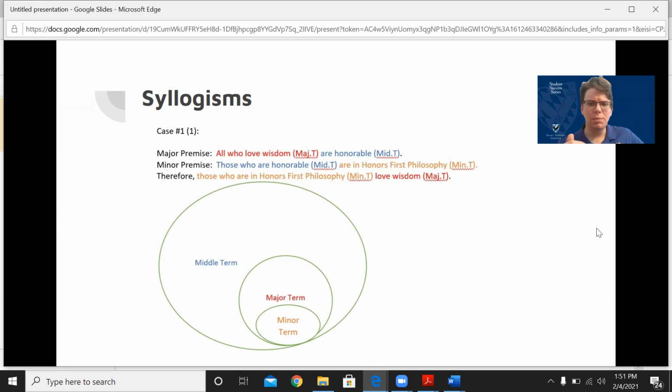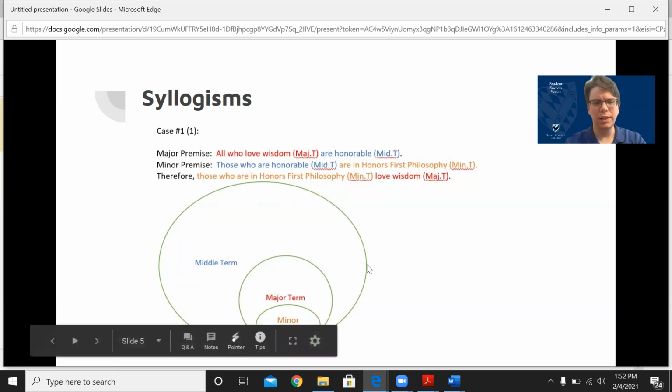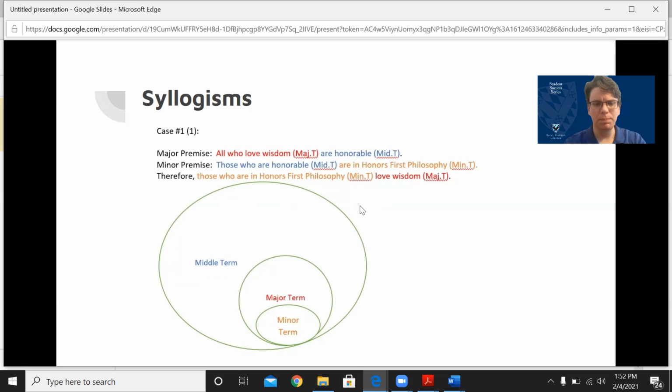Our minor premise is the proposition: those who are honorable are in honor's first philosophy. The subject of this premise is those who are honorable. Our predicate is are in honor's first philosophy. Because this is the minor premise, we know that our conclusion will contain some part of this sentence as its subject. Okay, so if we look at the diagram here, we see that the middle term encompasses all of these parts.